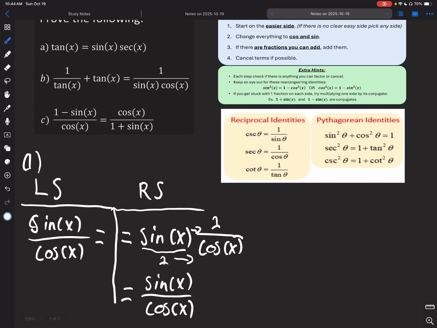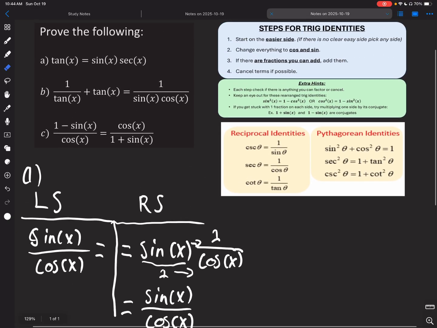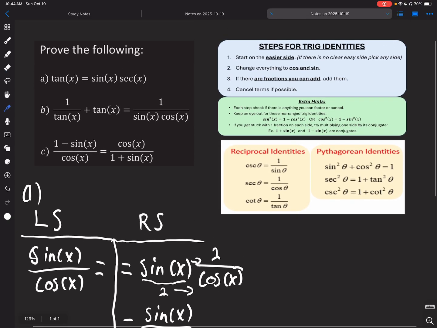Okay, let's get into a bit harder of one now. We'll go on to question B here. Okay, and question B reads 1 over tan x plus tan x is equal to 1 over sine cos x. So going back to our steps here, we're going to start on the easier side. In this case, our right side, if we look, we've already got this changed everything to cosine sine.